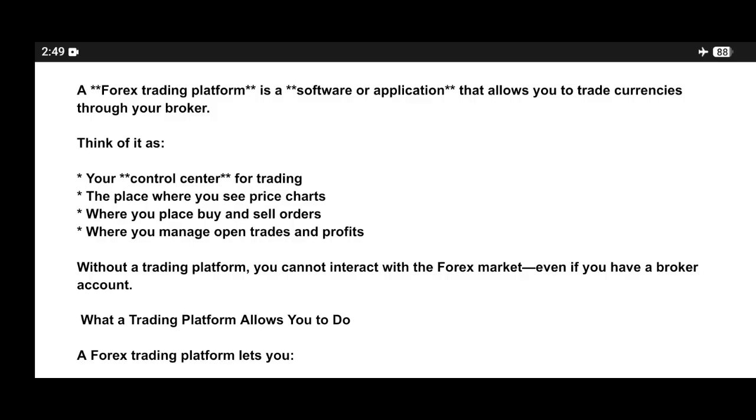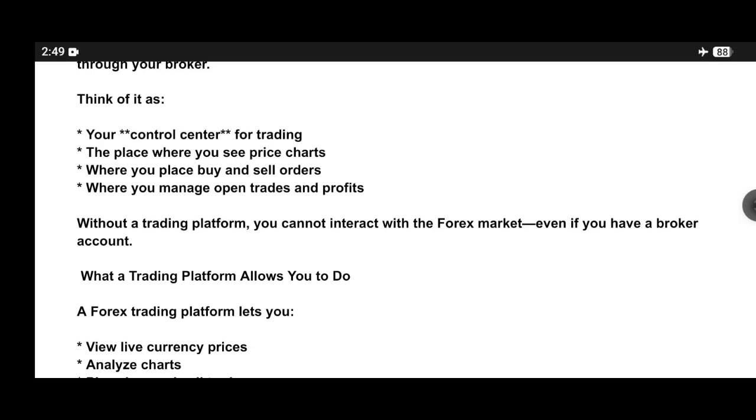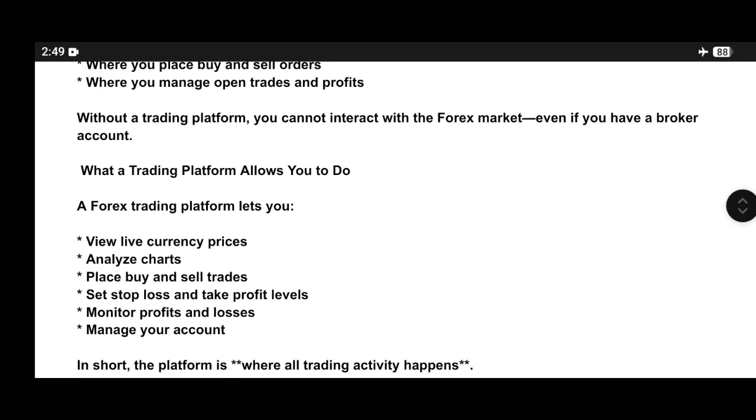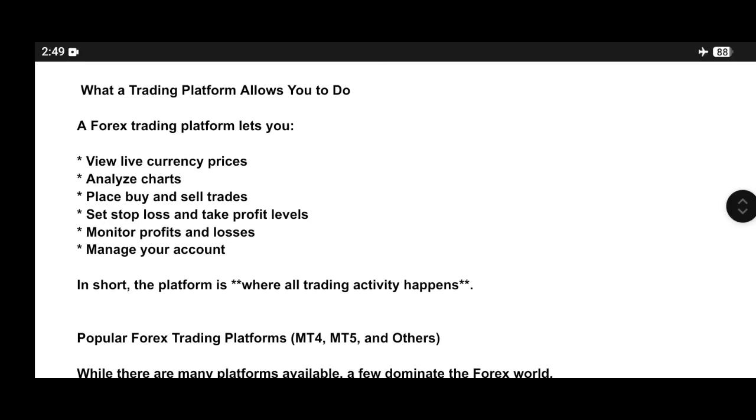What a trading platform allows you to do is this. A forex trading platform lets you view live currency prices. It lets you analyze charts. It lets you place buy and sell trades. And also it lets you set stop loss and take profit levels. Also it helps you monitor profits and losses. And also it helps you manage your account. In short, the platform is where all trading activity happens.